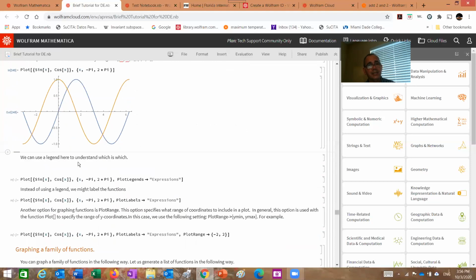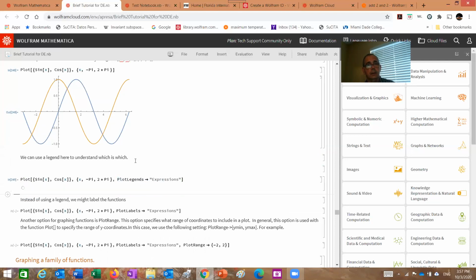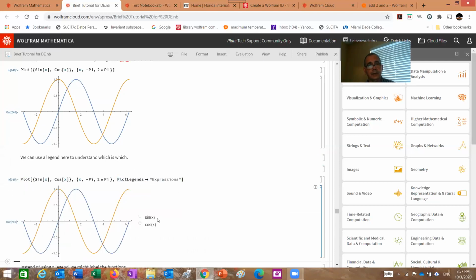But we can use a legend here to see which one is the sine, which one is the cosine. And then automatically the program is going to label them. So if you enter plot sine of x, cosine of x, and you put this option at the end, PlotLegends, Expressions, and then you press Shift Enter, you get this. You get a legend here. The blue one is the sine, the yellow one is the cosine.